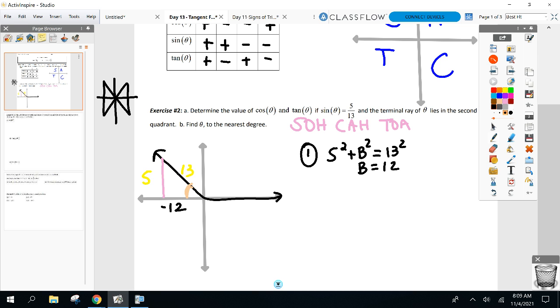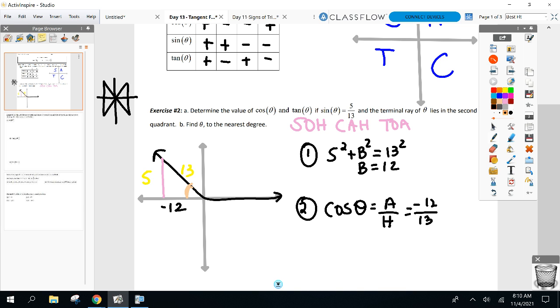All right, in your groups right now, the first thing I need to find is the cosine of my angle. Go ahead. What's the cosine of my angle? Using SOHCAHTOA, this side over this side. Cosine, what do you have? Negative 12 over, that's adjacent over hypotenuse. Negative 12 over 13.